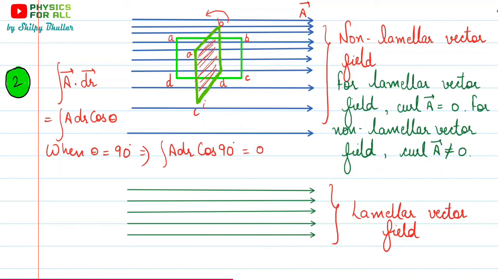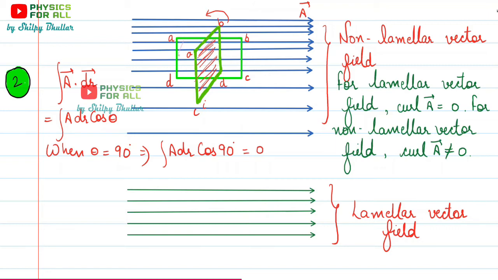Thus we know that when this ABCD rectangle rotates, and when it reaches the position when it is perpendicular to the vector field lines, or when we say that the vector field lines are normal to each side of the rectangle, in that case the line integral would be 0.